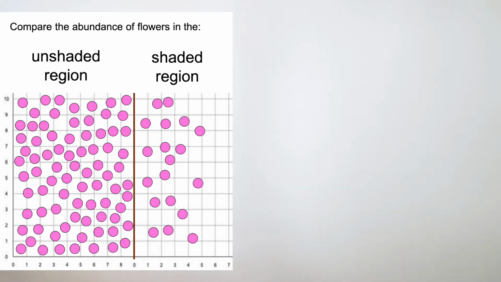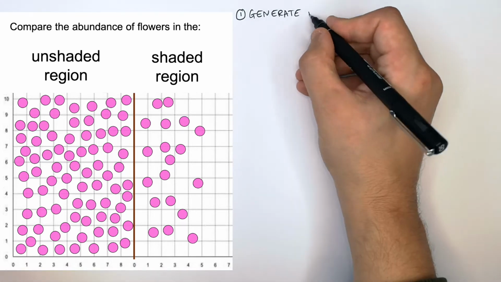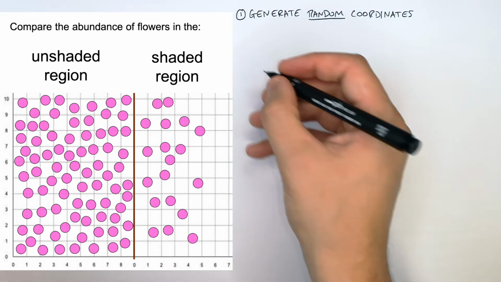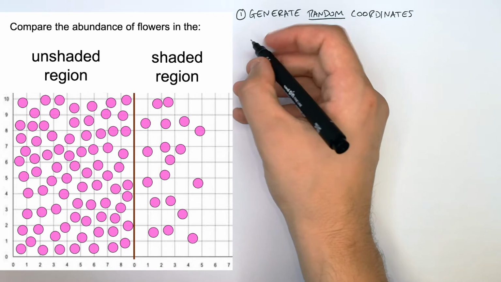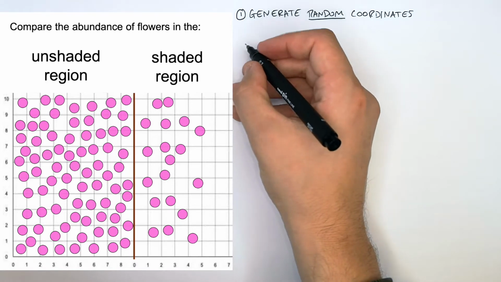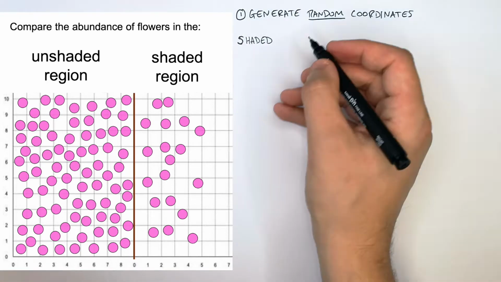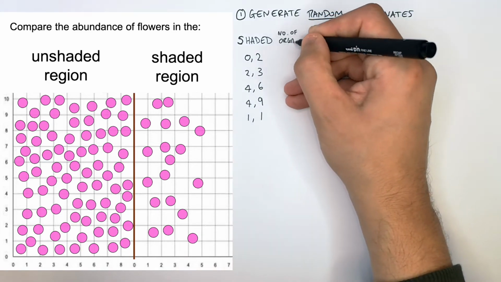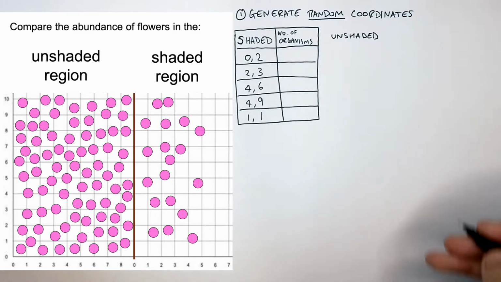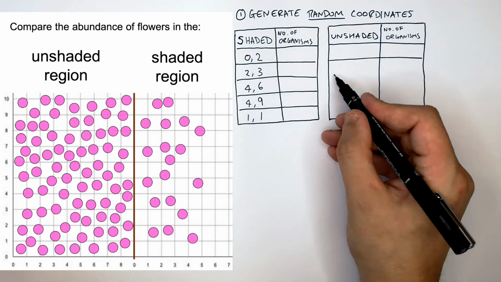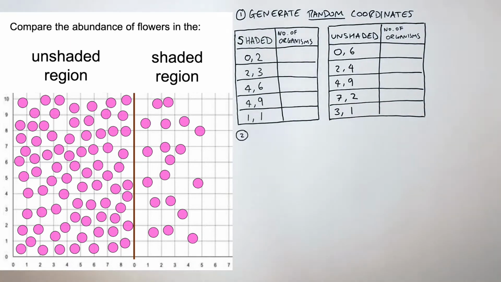So to avoid any human bias, you need to generate random coordinates. And you can do this using a random coordinate generator online. So the random coordinates generated for the shaded area are as follows. And the random coordinates generated for the unshaded area are as follows.